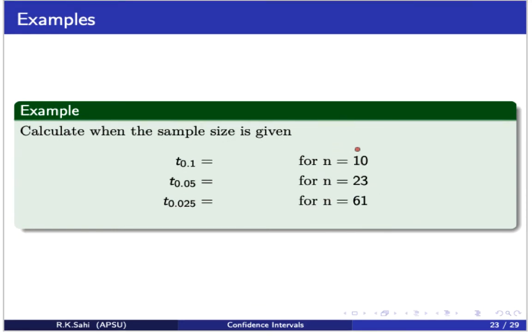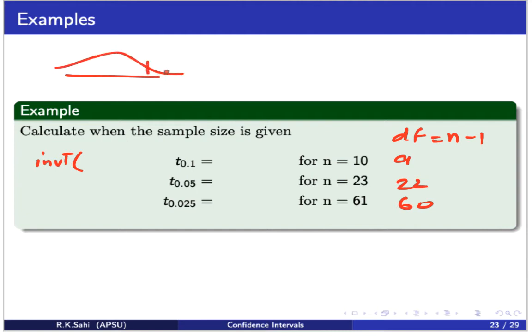Okay, now degrees of freedom, remember, is n minus 1. So if n is 10, what is the degrees of freedom here? 9, this will be 22, and this will be 60. So if I want to find out what is the t value when alpha is 0.1, remember what's the formula here? The formula is inv t, this is how you do it. So the alpha is 0.1, so this one is 0.9.